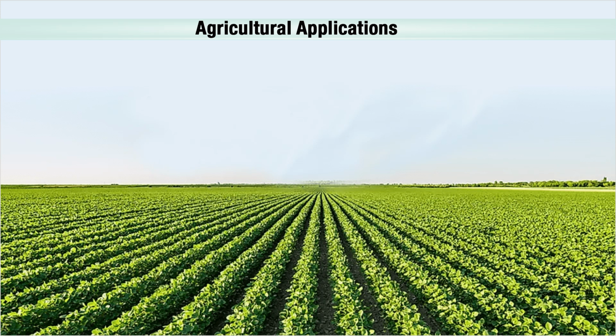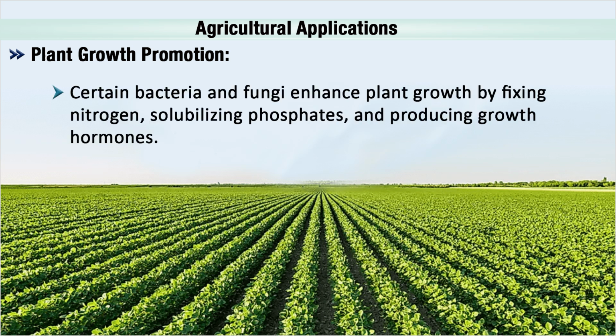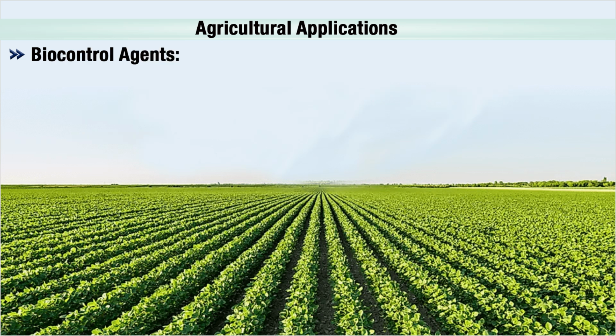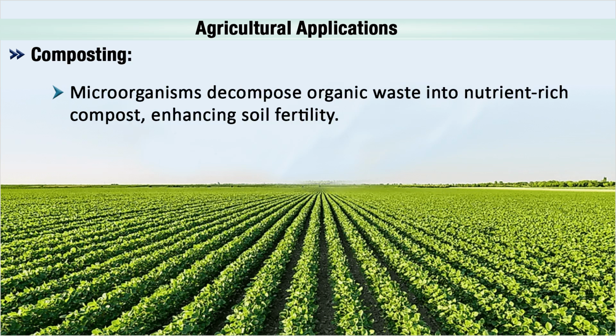Moving on to applications in the agriculture sector. For plant growth promotion, certain bacteria and fungi enhance plant growth by nitrogen fixation, solubilizing phosphates and producing growth hormones. The next application is as a biocontrol agent. Beneficial microbes can control plant pathogens and pests, reducing the need for application of chemical pesticides. In the composting process also, microorganisms decompose organic waste into nutrient rich compost, enhancing the fertility of soil.